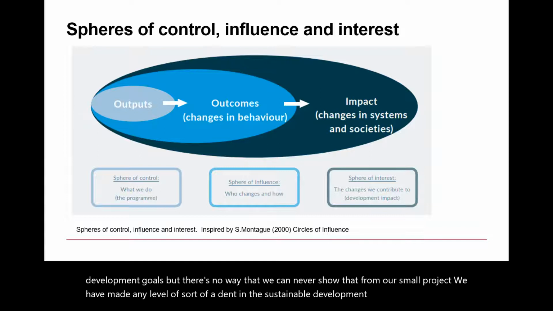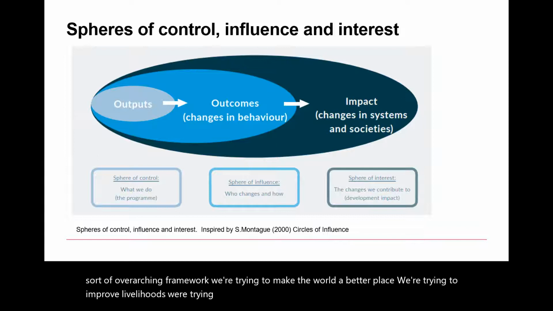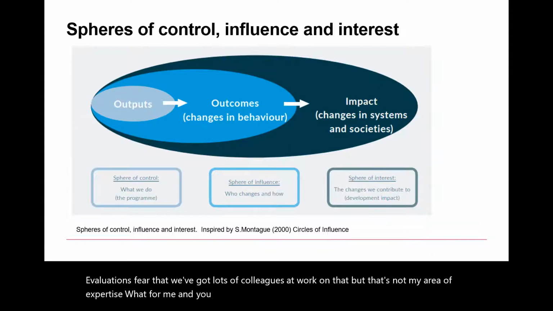But it provides this sort of overarching framework. We're trying to make the world a better place. We're trying to improve livelihoods. We're trying to improve educational outcomes. But once we get into that, it gets into the very complex evaluation sphere. We've got lots of colleagues that work on that, but that's not my area of expertise. What we track and what we try to understand is this sphere of influence: who are we reaching, who changes, and how.